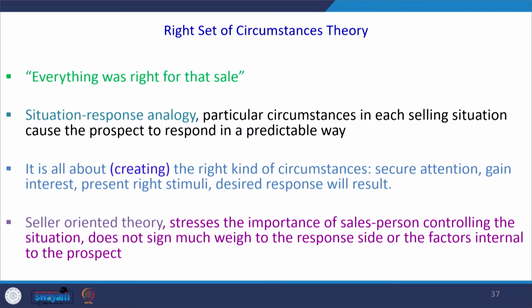Now the second theory which we are going to discuss today is the right set of circumstances theory, which means everything was right for the sale. One way of analyzing it would be, just imagine if someone wants to propose to someone, they'll do everything right, get the flowers, book a table or do some special things to make sure that it works out well. This is what the right set of circumstances theory is all about.